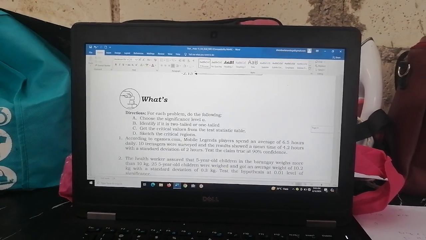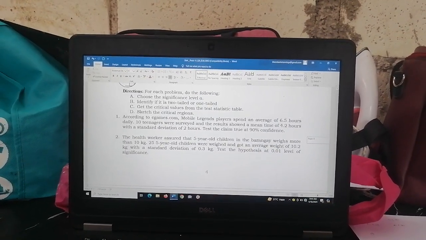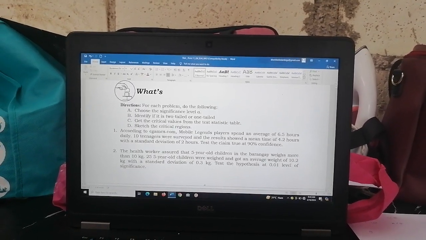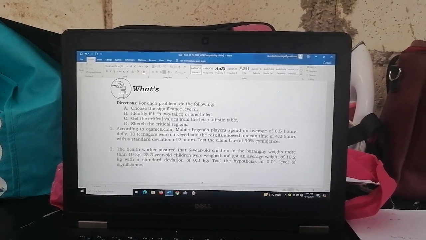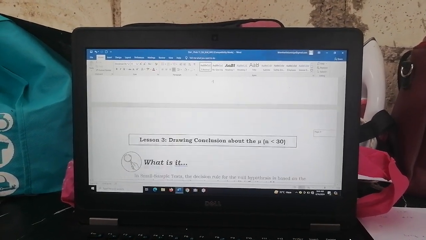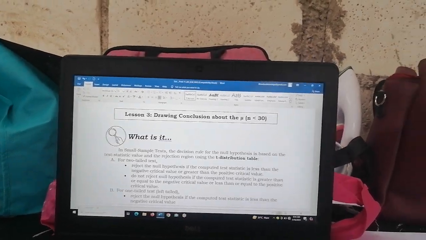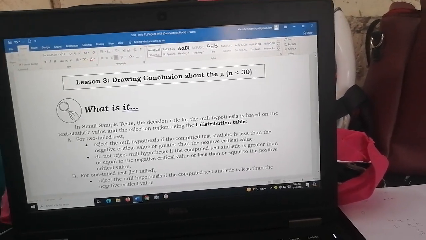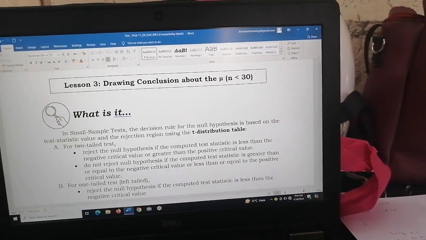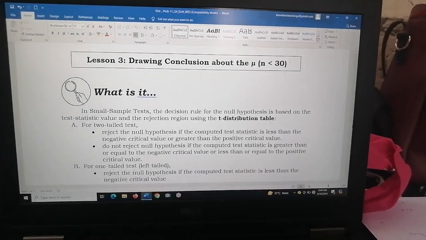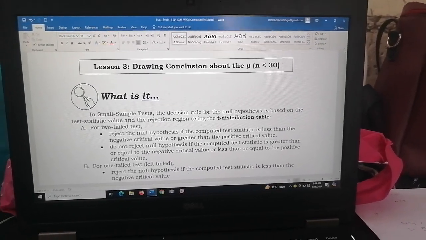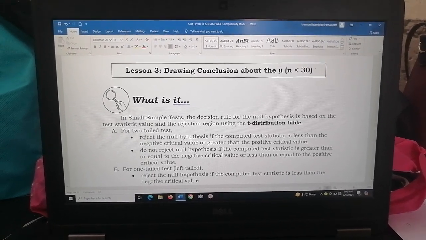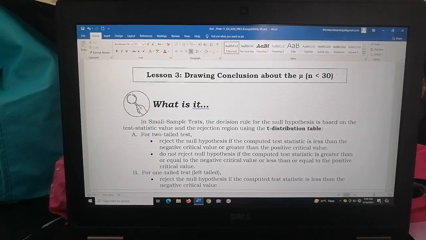So, all you have to do is answer each of problems 1 and 2. Just follow the steps A, B, C, and D. Then for lesson 3, drawing conclusion about the population mean, where n is less than 30. In here, in drawing conclusion, we will look at whether we accept or reject the null hypothesis.